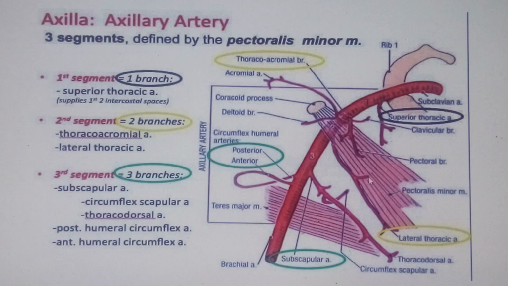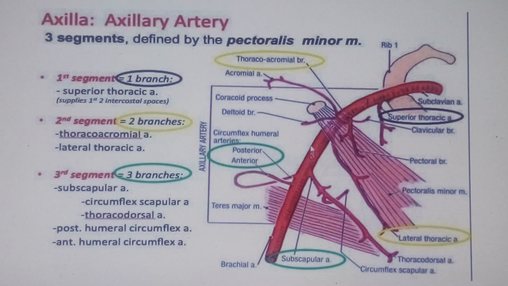So I told you it is hotel spa. H is for the highest or supreme thoracic artery, first part. The second part has 2 branches. And what are these 2 branches? The 2 branches are the thoracoacromial artery, and the other one is called the lateral thoracic artery. Simply with the mnemonic hotel, T is for the thoracoacromial and L is for the lateral thoracic artery.